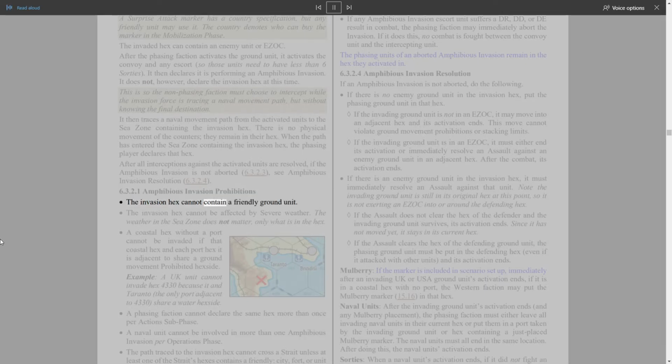6.3.2.1 Amphibious Invasion Prohibitions. The invasion hex cannot contain a friendly ground unit. The invasion hex cannot be affected by severe weather. The weather in the sea zone does not matter, only what is in the hex.